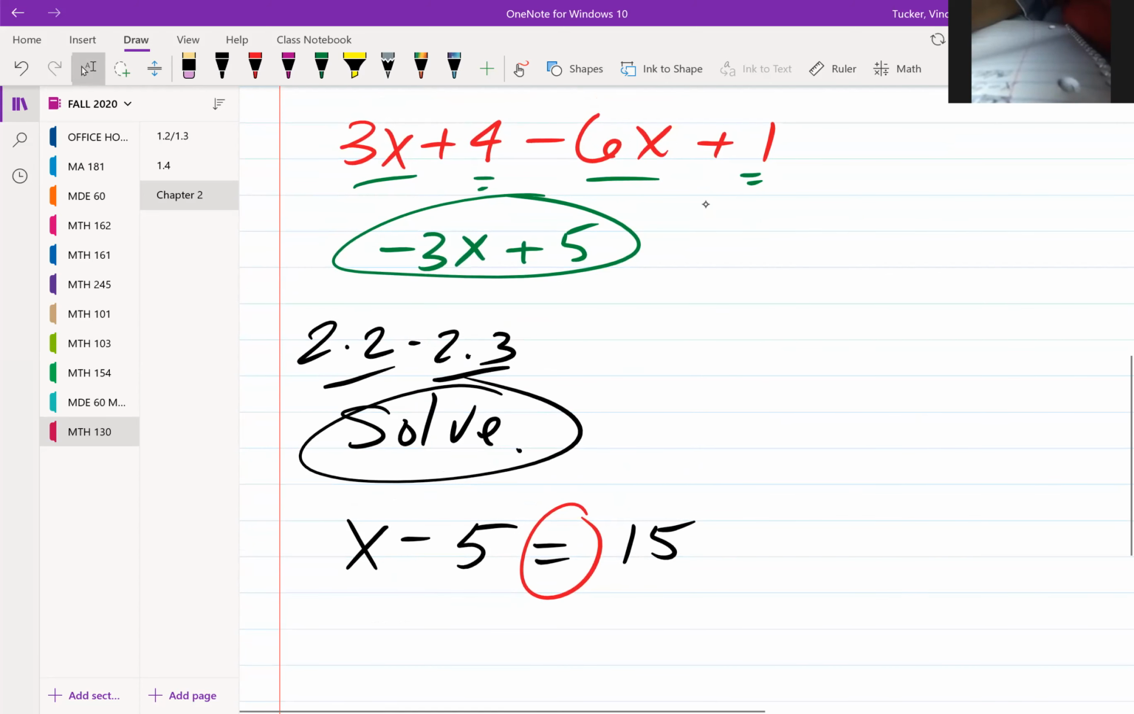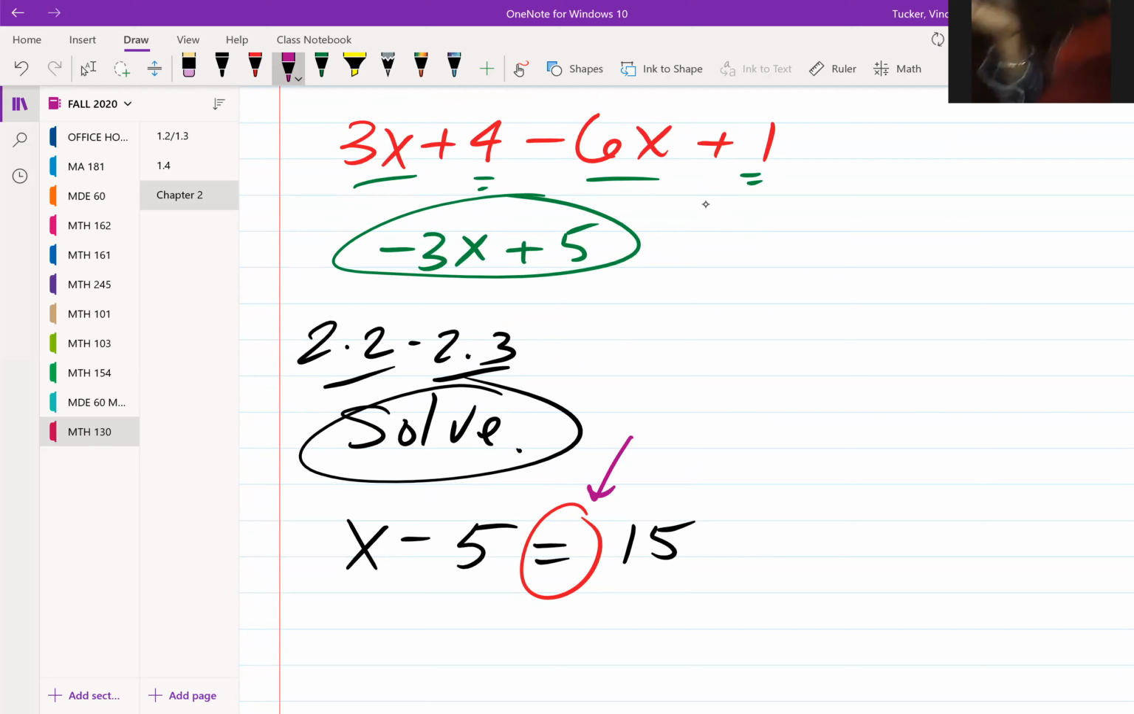I've seen people come down and then all of a sudden they got x equal to 5/3, but there was nothing there to solve. You can only solve when you have an equal sign involved. Other than that, the only thing you can do is simplify.